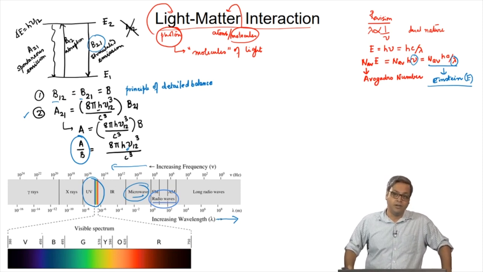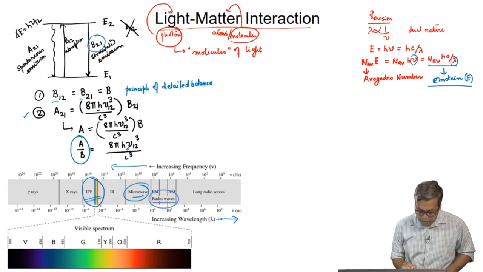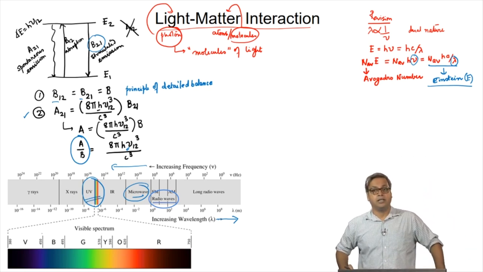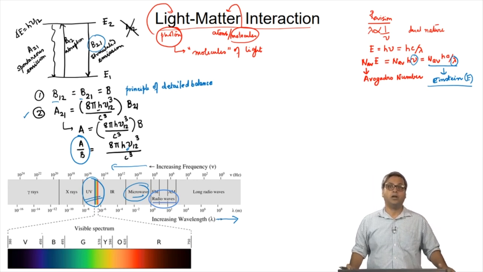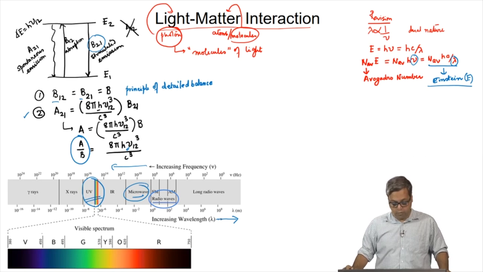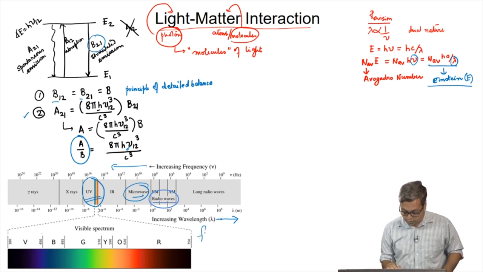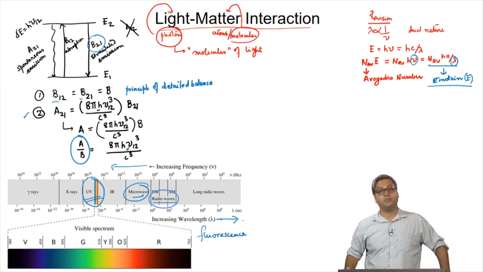On the other hand, for larger frequencies or shorter wavelengths, that is in the UV visible region, the A by B is large and thus spontaneous emission is more likely to occur in this wavelength range. You may have already heard about the process called fluorescence. So, fluorescence is a spontaneous emission process occurring mainly in the visible range.